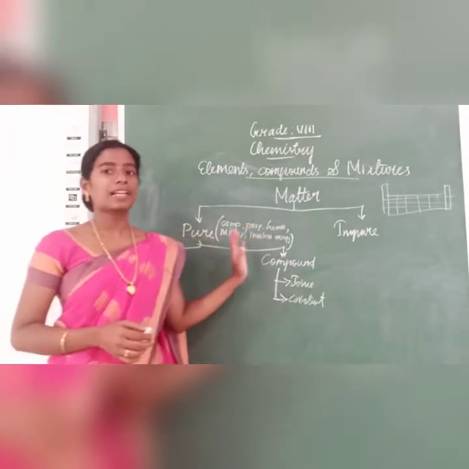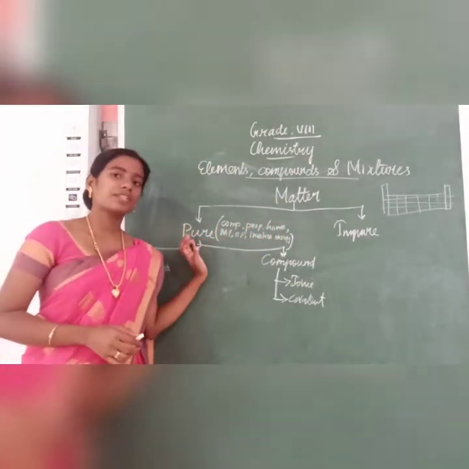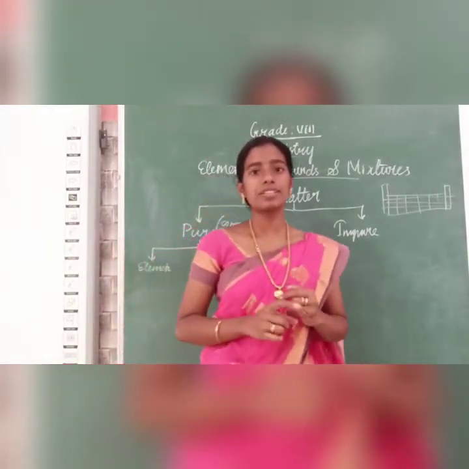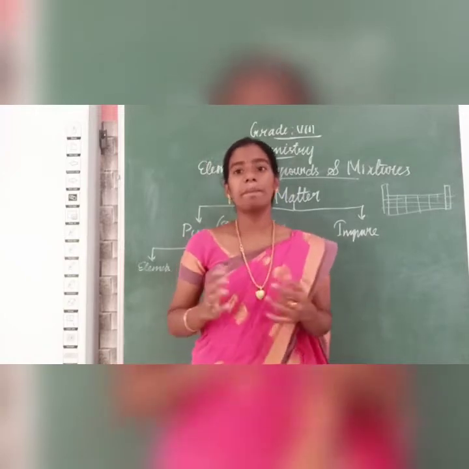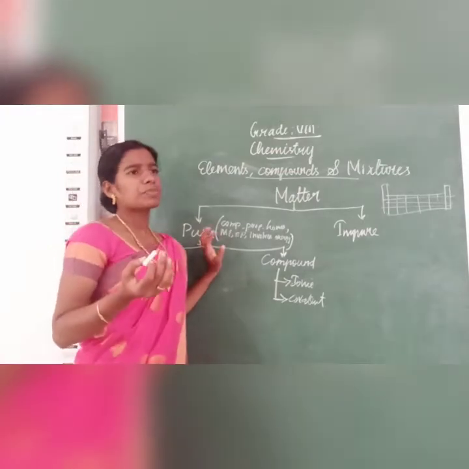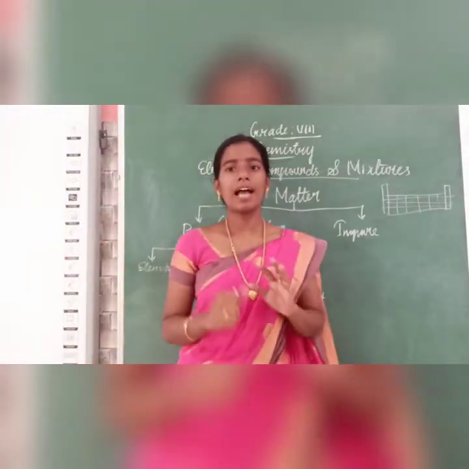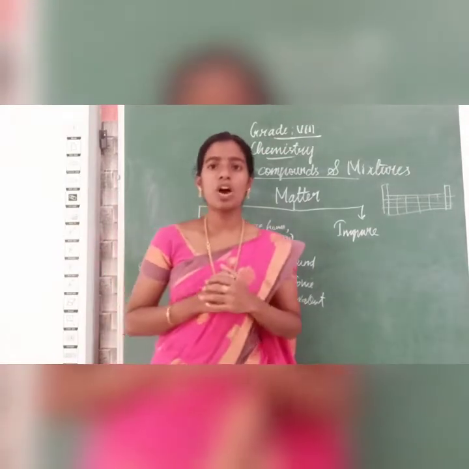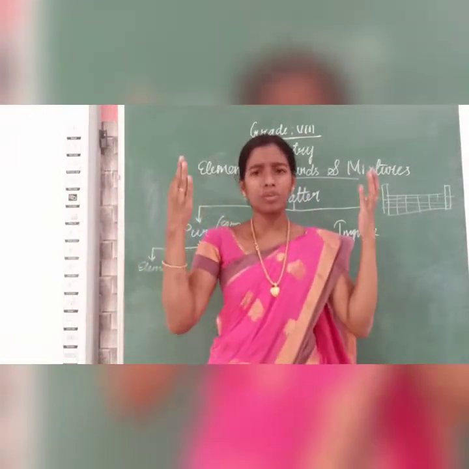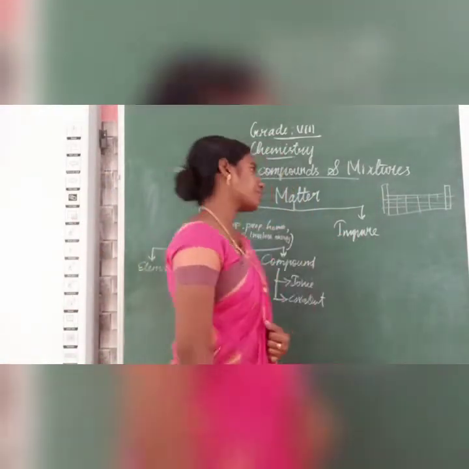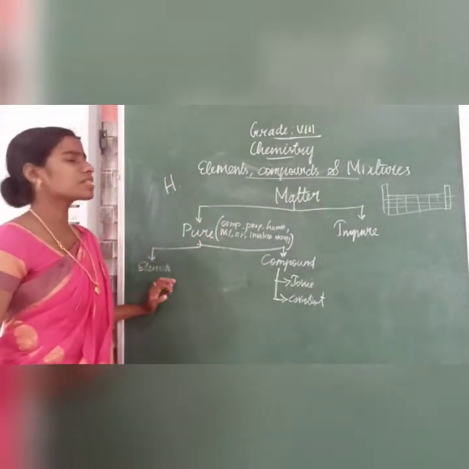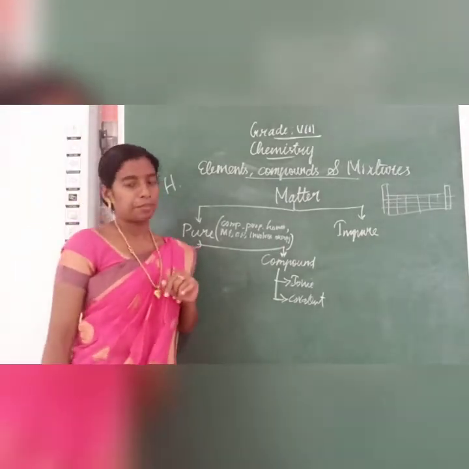Matter, what is matter? Anything that has mass and occupies some space is called matter. Matter is broadly classified into two types: pure substances and impure substances. What are the two classifications of matter? Pure substances and impure substances. About pure substances, what we can say is that it will have the same types of atoms. It won't have a combination of one or two. For example, hydrogen is a pure substance. It's an element, it's a pure substance. It has only hydrogen atoms.